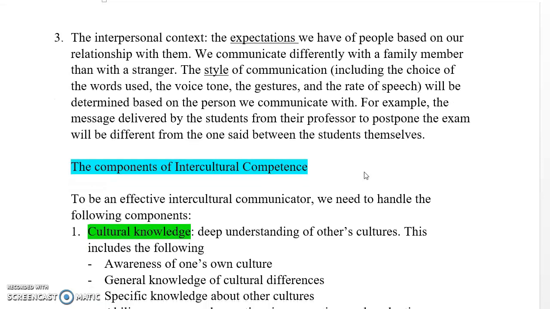The third one is interpersonal context, the expectations we have of people based on our relationship with them. Of course, the communication between you and your friend will always be different from the communication between you and a family member, or between you and a partner or a colleague, or between your manager and you. So we communicate differently with a family member than with a stranger. By style of communication, we mean the words we use, the voice tone, the gestures, and the rate of speech, which will be determined based on the person we communicate with.